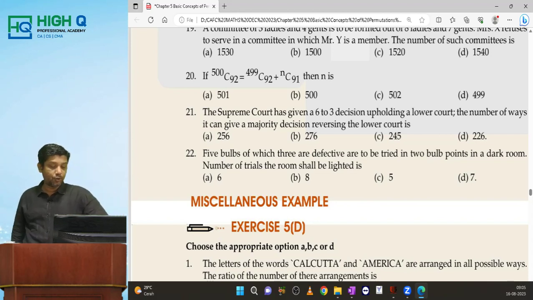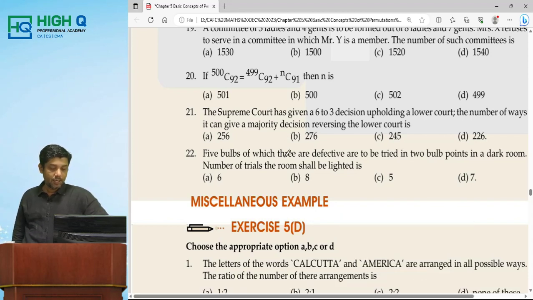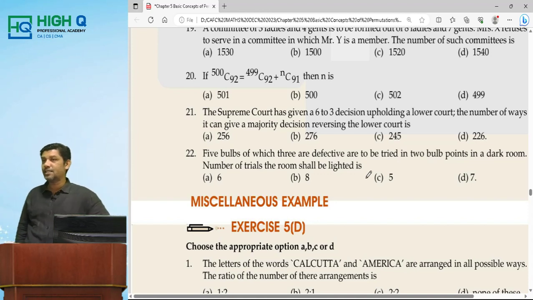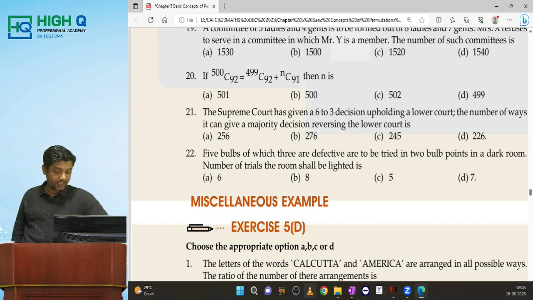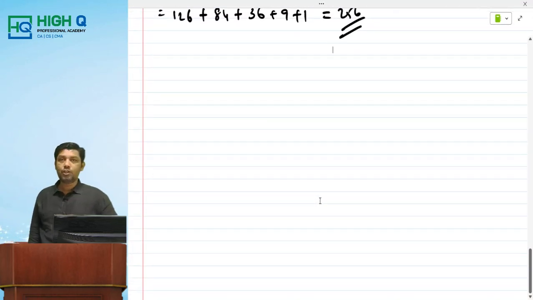Now listen here. Sum number 22, the most important question, please mark it. Very important. 5 bulbs, of which 3 are defective, are to be tried in 2 bulb points in a dark room. Number of trials, the room shall be lighted. Now look at this. Total how many bulb points?